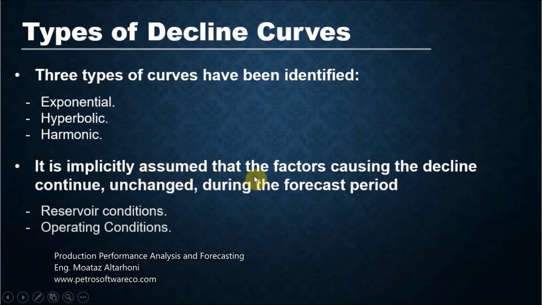It is implicitly assumed that the factors causing the decline continue unchanged during the forecast period. Again, the same assumption here. It depends on the reservoir condition and operating condition. Reservoir condition means we don't change the drive mechanism, and operating condition means we don't change, for example, the technology we have and any other operations run on the surface for the field or wells. So these must be fixed for all the time.